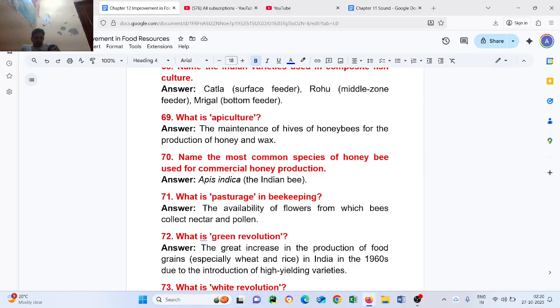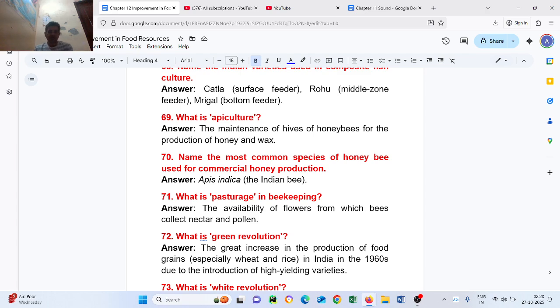Now move to question number 71. What is pasturage in beekeeping? The availability of flowers from which bees collect nectar and pollen.